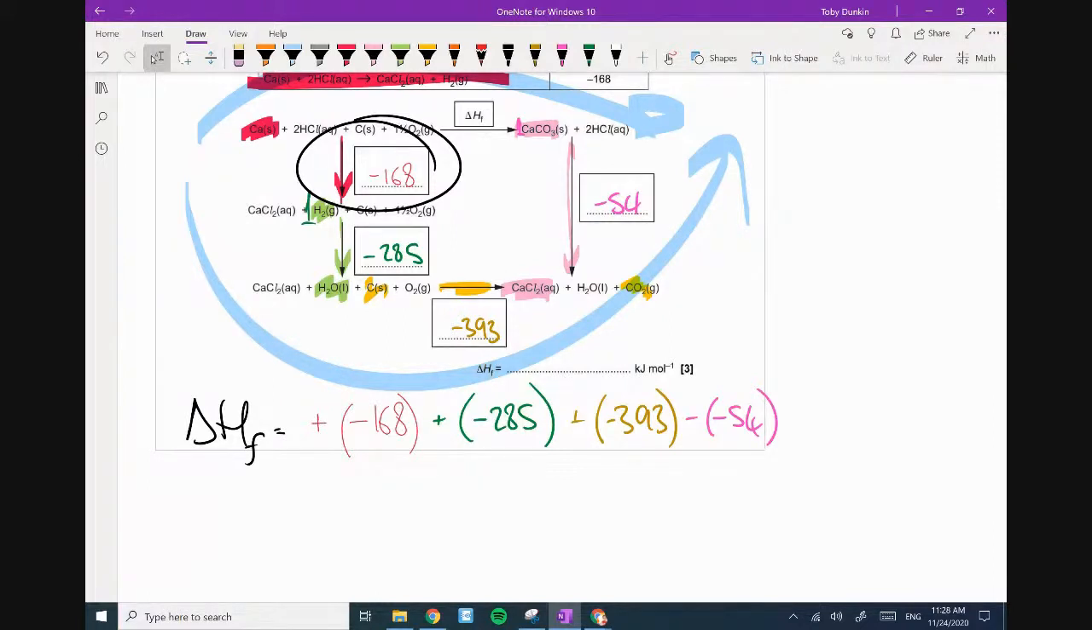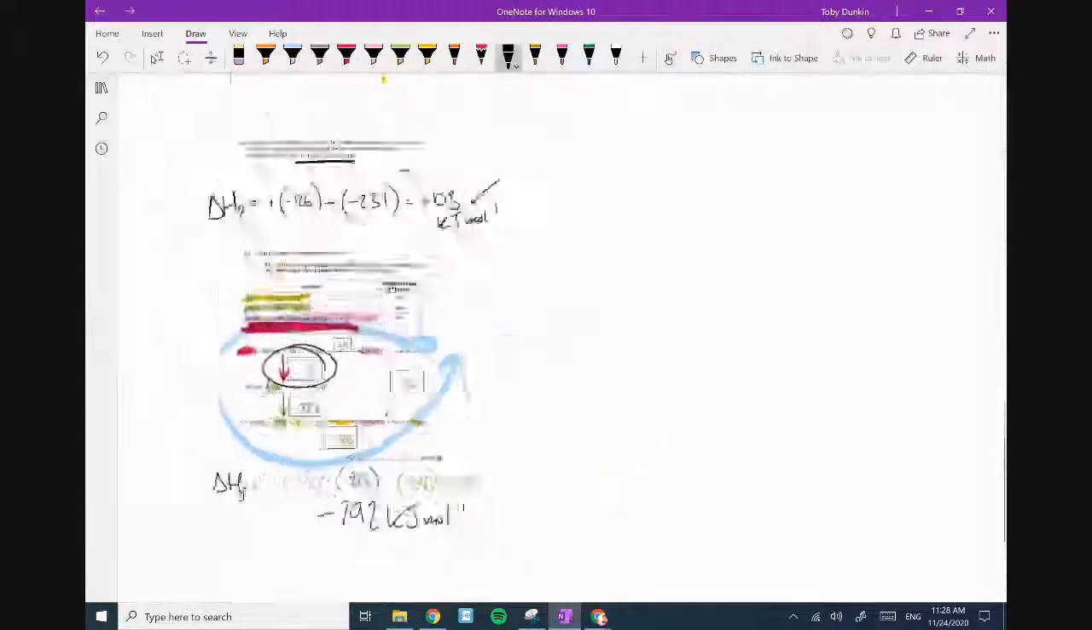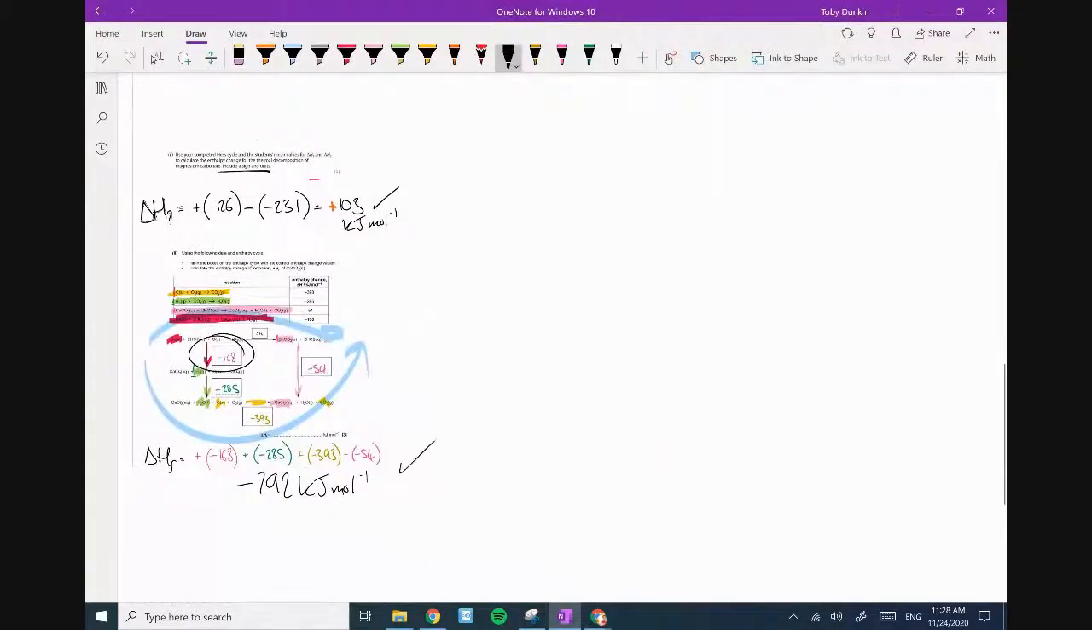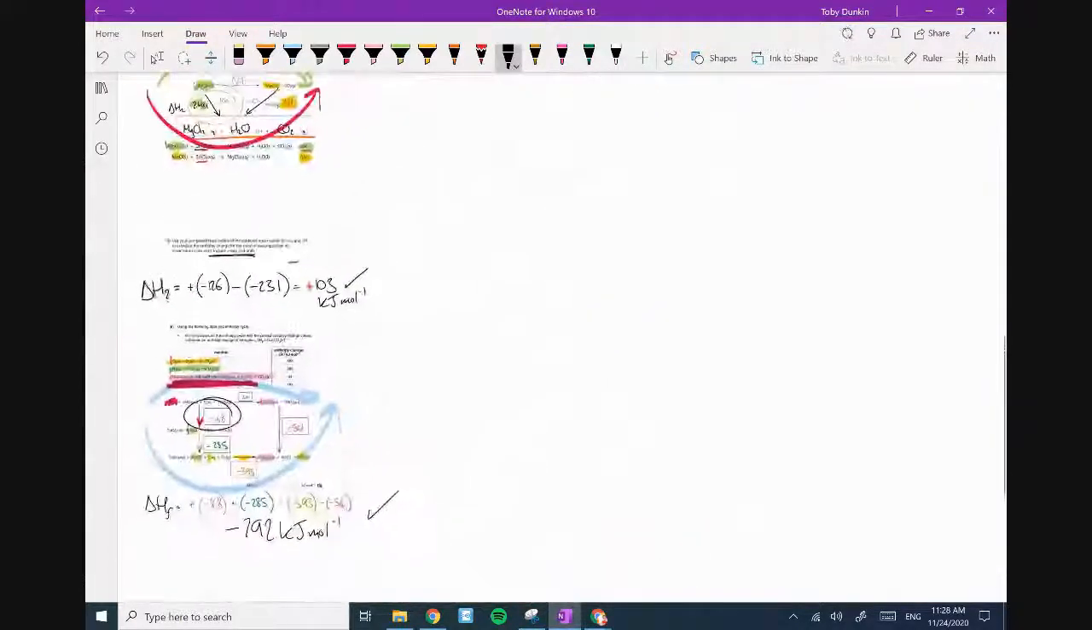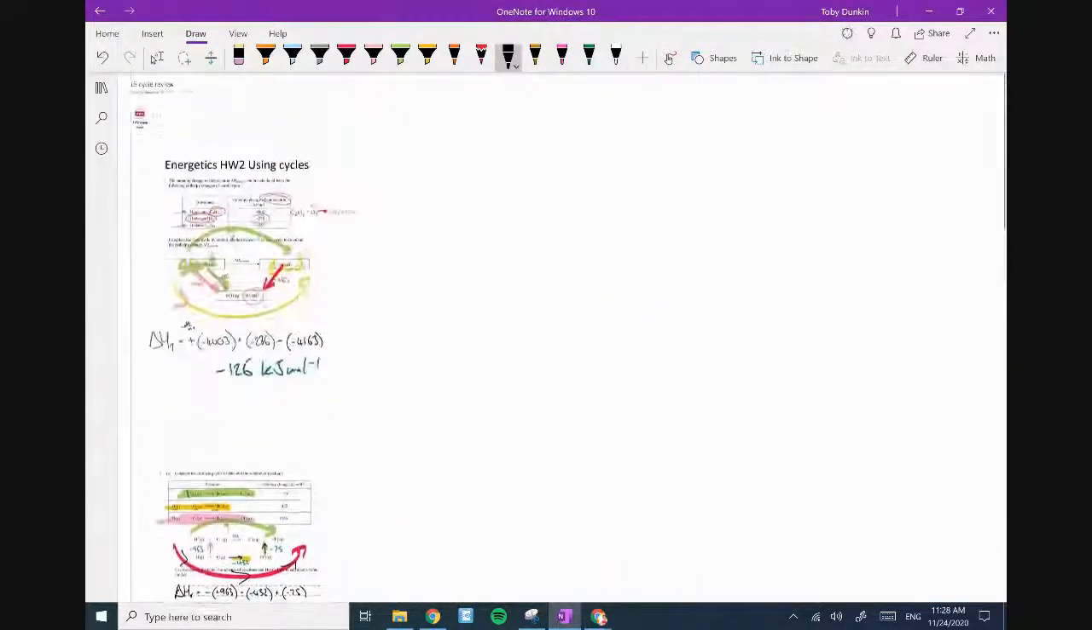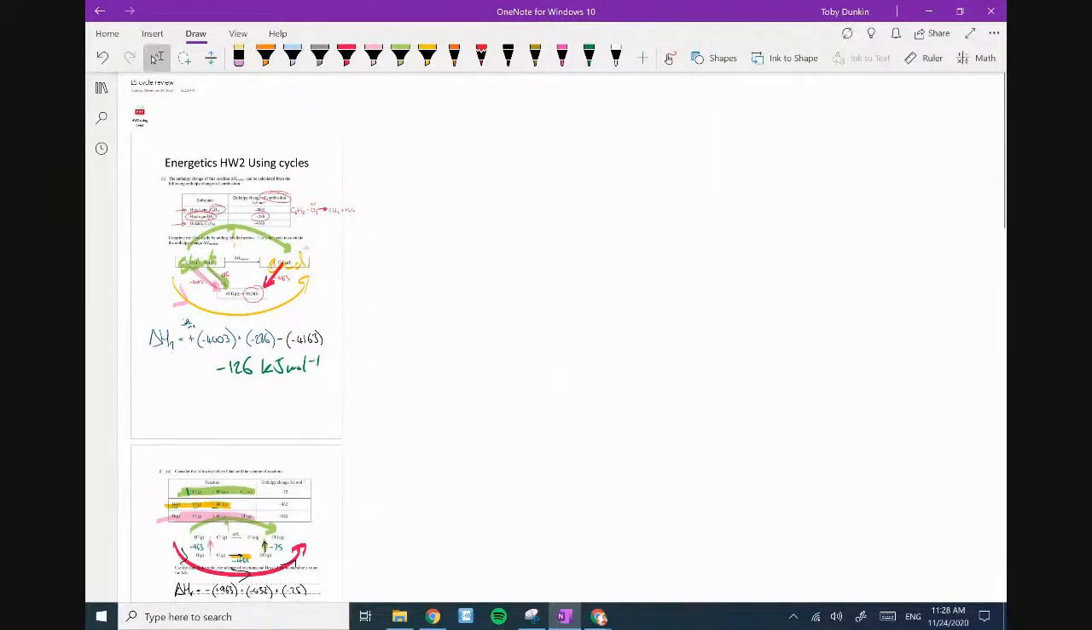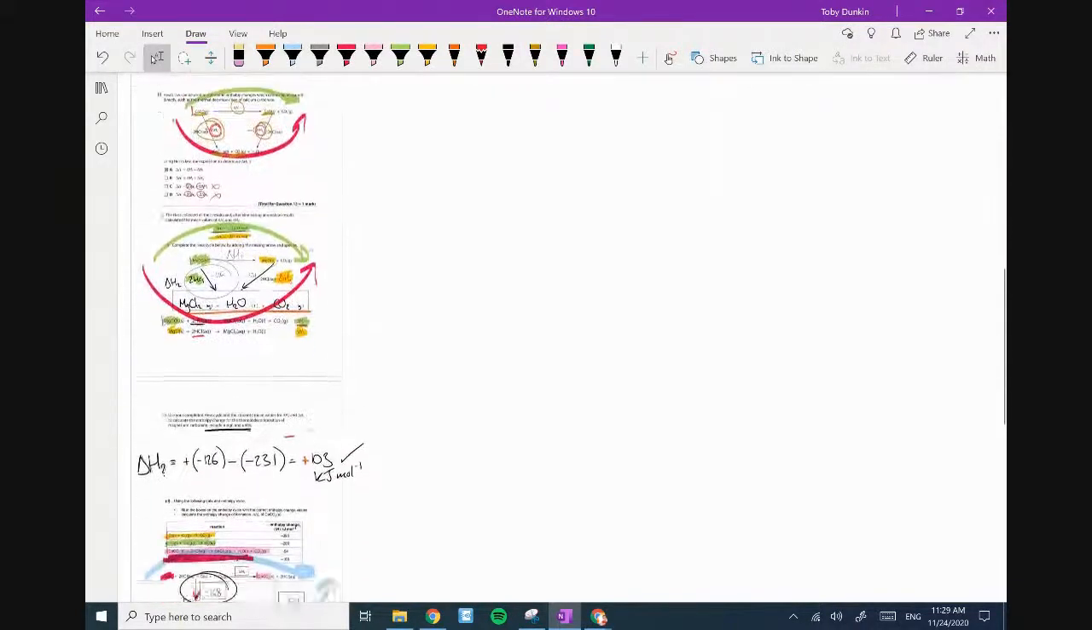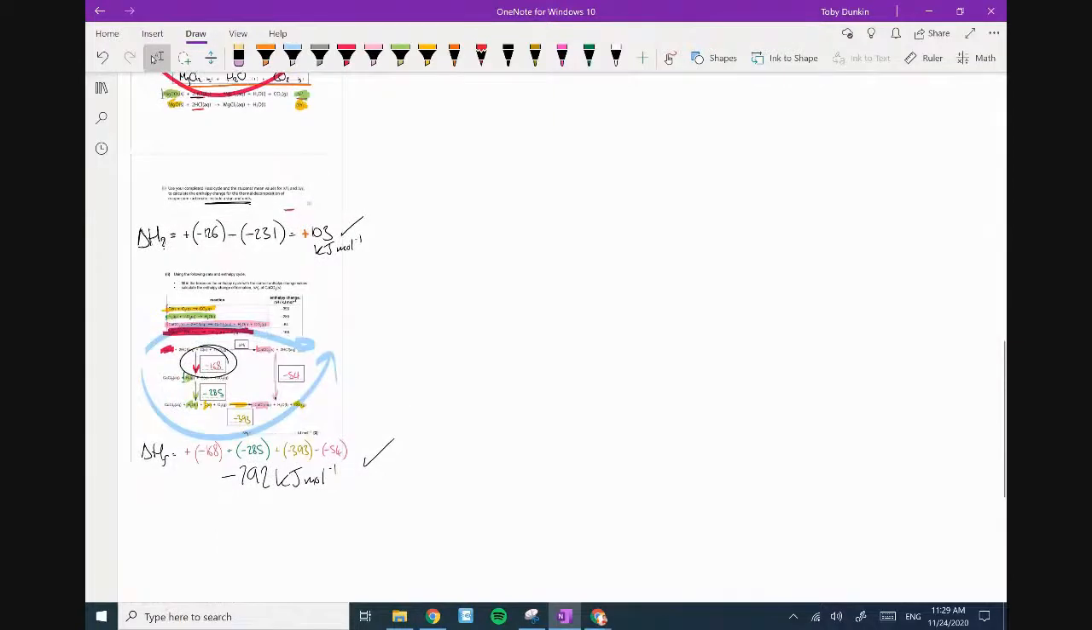And I get an answer of minus 792 kilojoules per mole. And we're done. Whew, that was fun. I really enjoyed that. It was a lot of fun, that. I love the color coding. Color coding is awesome. You realize how useful it is in these particular scenarios, because it kind of helps understand where all the numbers are coming from. Yeah, it's really, really nice.